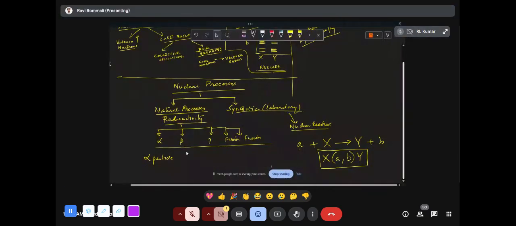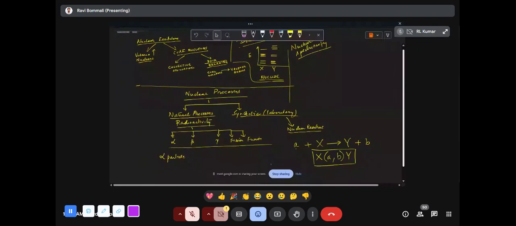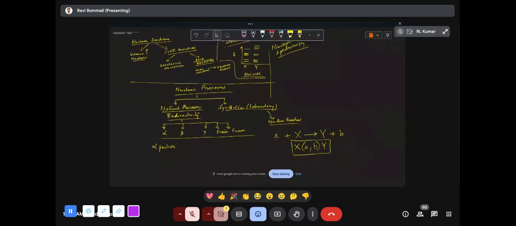So you can see the screen, and we have been discussing these nuclear excitations. After that, we are discussing nuclear processes, of which we have talked about natural processes like radioactivity, fission, and fusion. Fission and fusion directly come under nuclear processes, whereas within radioactivity, you have alpha decay, beta decay, and gamma decay. Now my sound is clear.